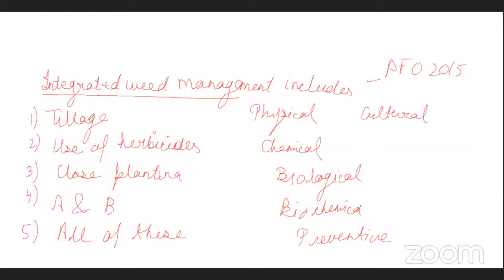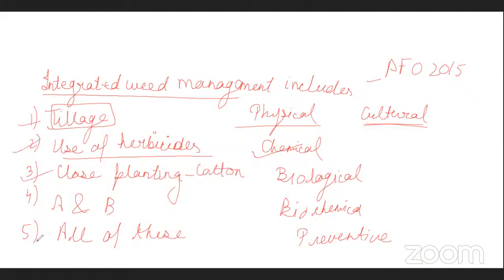Okay, so we all know the tillage operations come under the physical or mechanical one, and the use of herbicide comes under chemical. Close planting comes under the cultural, and I have given you the example of this also in the case of cotton. So all of these were included. Now the next question.